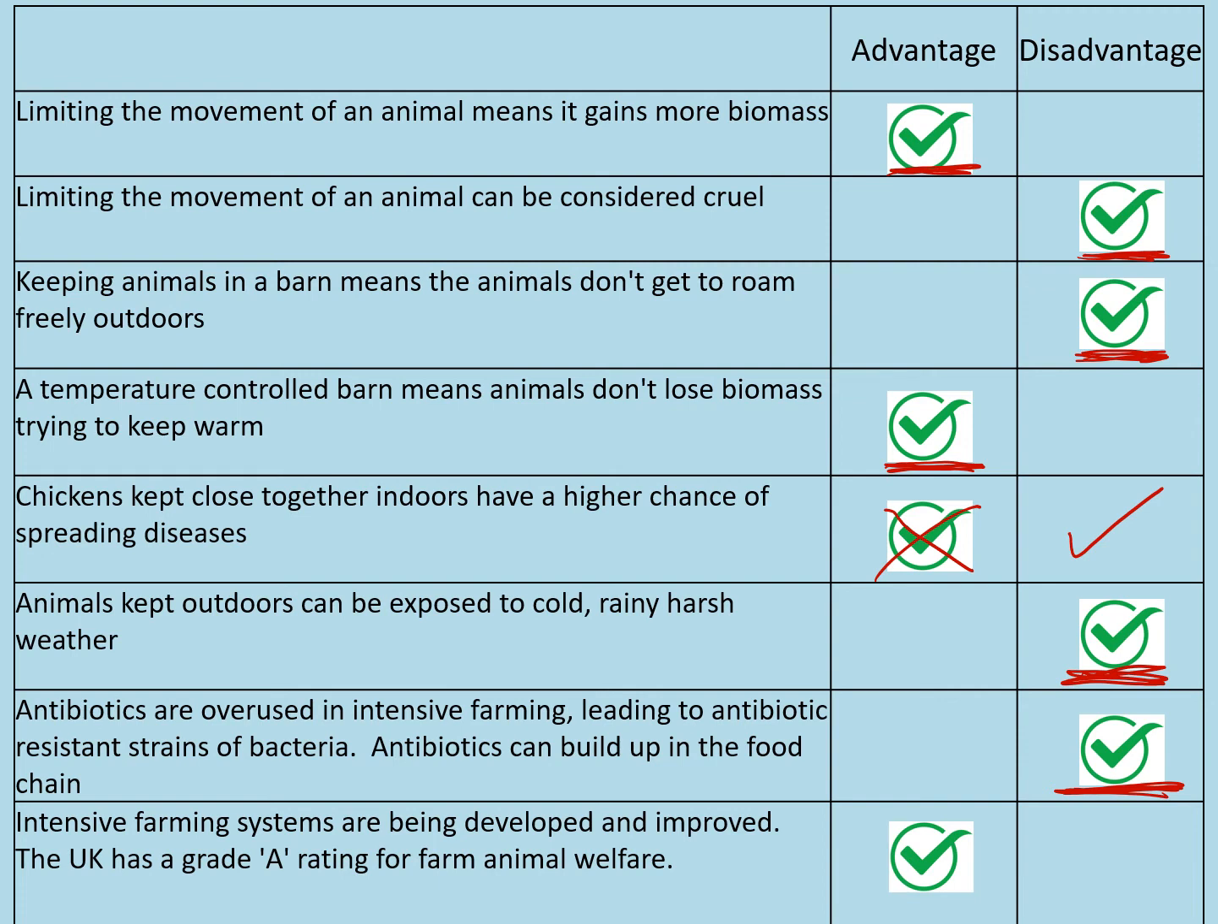Lastly, intensive farming systems are being developed and improved. The UK has a Grade A rating for farm animal welfare. That's an advantage because actually the UK compared to other countries is really good in terms of animal welfare and a lot of the meat we produce. So it's definitely something to consider and we're always trying to strive to have better animal welfare. So it's good that as a country we have these things in place and that we are trying to make things better for animals.